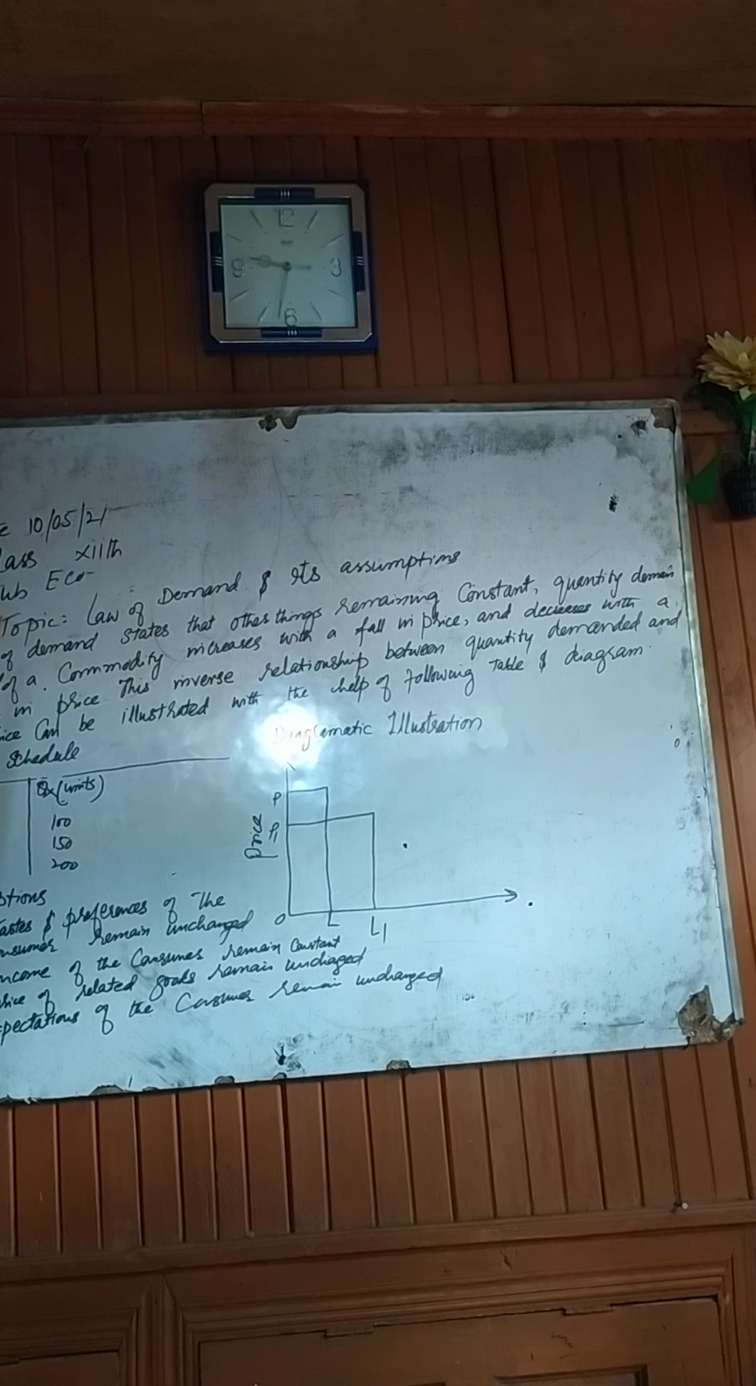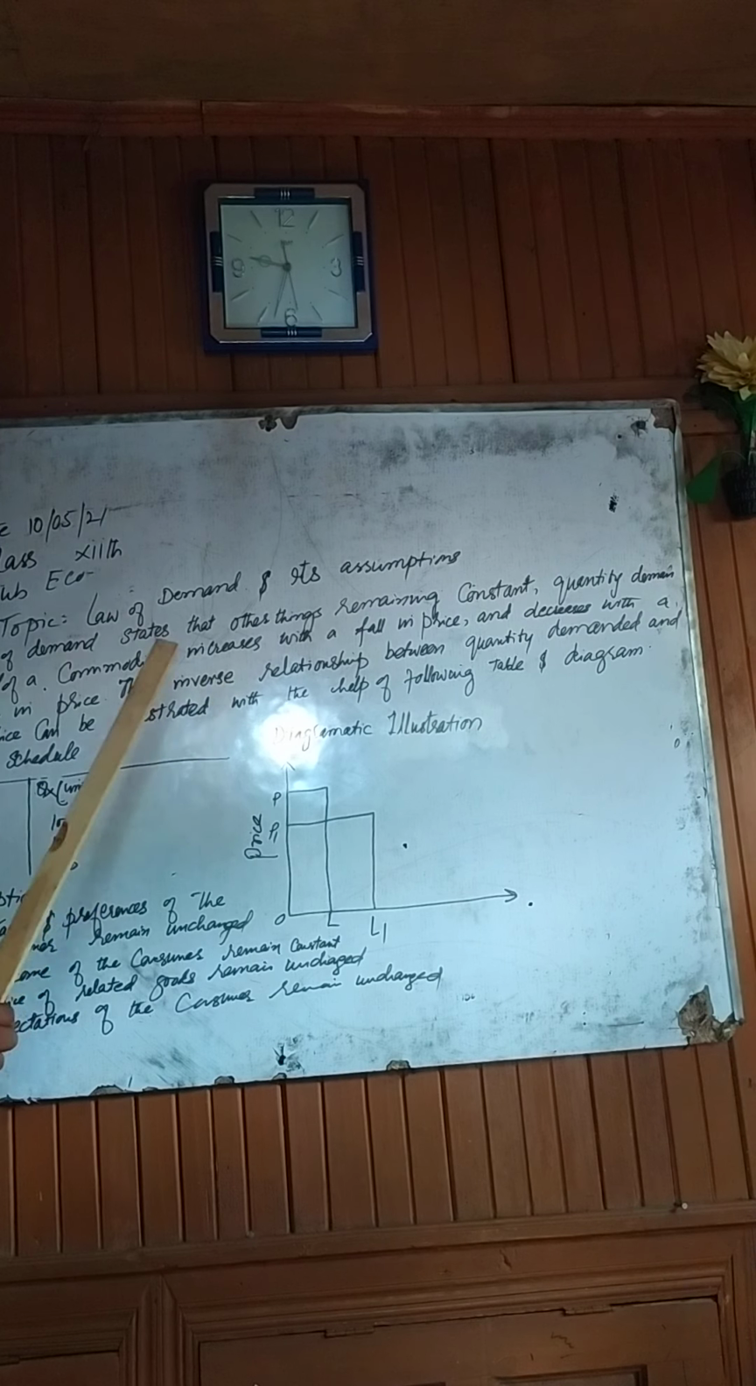It means that the determinants related to demand, for instance, income of the consumer, preference of the consumer, tastes and other related things of the consumer, price of the related goods, and expectations of the consumer, remain constant. Here it is assumed that these things remain constant, and quantity demanded increases with a fall in price and decreases with a rise in price. So this inverse relationship between quantity demanded and price is basically the law of demand.